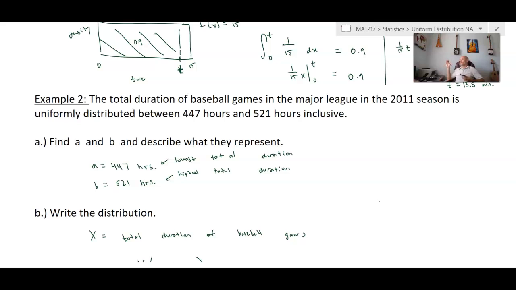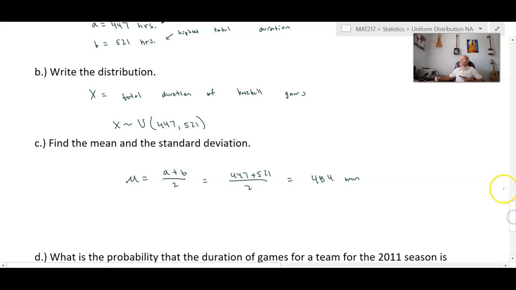So if we take a look at the Arizona Diamondbacks, for example, my guess is this would mean that they play a total of between 447 hours and 521 hours. So that's the average time, and then how much do game times on average vary around that?